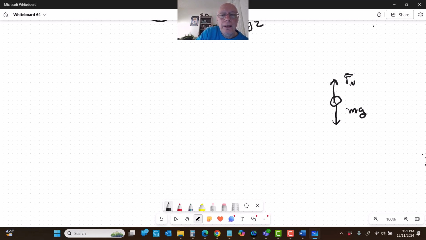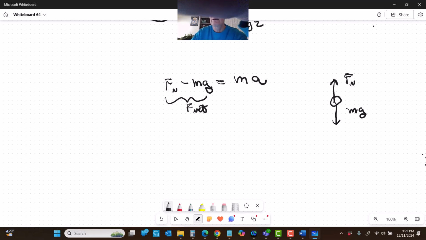So the normal force minus mg has to equal the mass of the person times the acceleration. It's the net force, right? This is the net force here, and by Newton's second law, that's the acceleration. If I want that to be the maximum acceleration, then this has to be 3 times m, the mass of the person, times 9.8 meters per second squared, right? That would be 3 times the earthly weight.